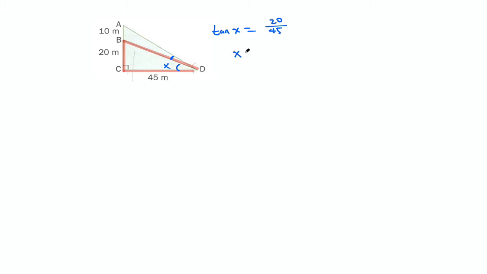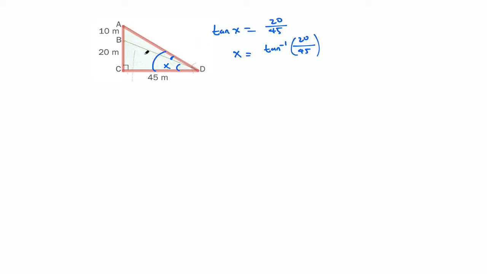Clearly, isolating for x, you can get x to be this angle, the tan inverse of 20 over 45. And now, instead of looking at this angle, let's look at this big triangle here. The angle I'm talking about is this big one.